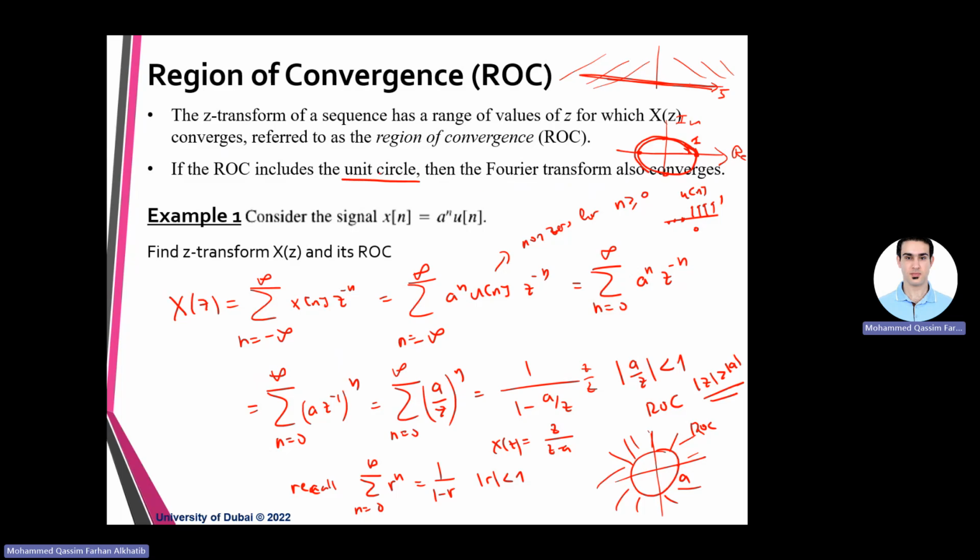All right, so it says here, if the region of convergence includes the unit circle, let's say, for example, my region of convergence is something like this, and it's inside, then we can say the Z transform converges, and also the Fourier transform converges. So let's take this one as an example. X of n equals a to the power n u of n. So I'll take it to the whiteboard.